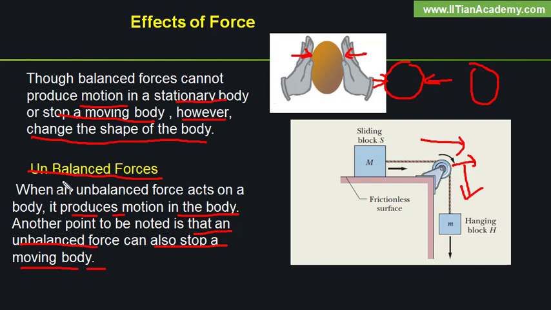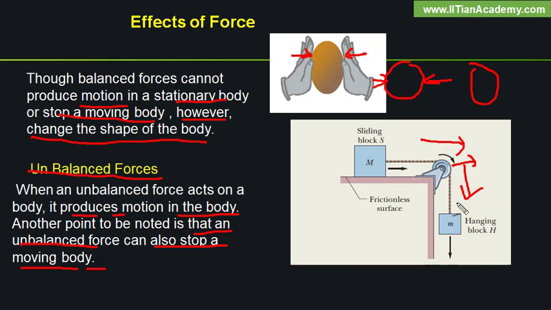Now what is the impact of unbalanced force? Unbalanced force has an impact on the motion of a body. For example, here you see there is a mass M on the table, and the table doesn't have any friction, and there is another box M hanging on a pulley. This is called a pulley, connected through a rope. Now this figure you will continue seeing from 9th class onward. This is a very famous pulley and block example. It will have so many questions also.